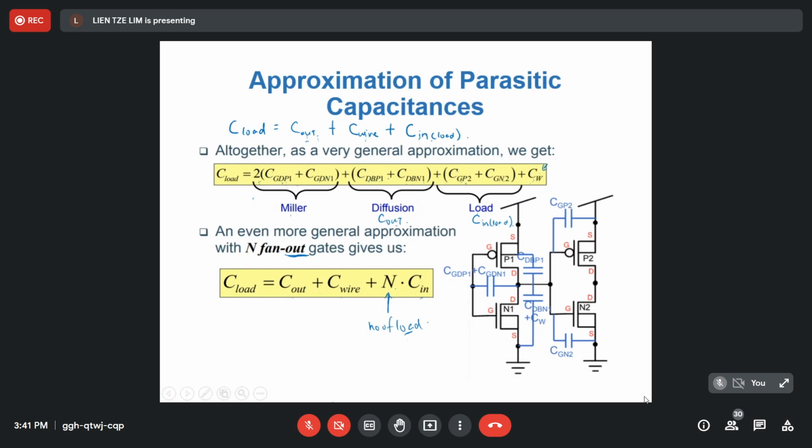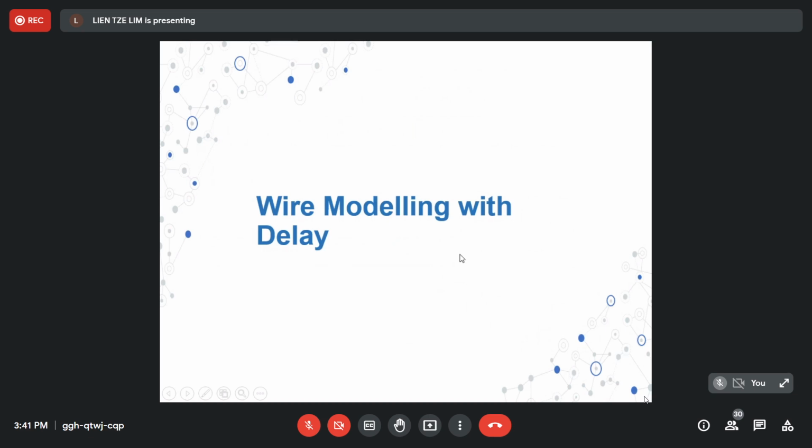So this is all about the parasitic capacitance. These are all the notes that cover capacitance, so I will stop here today. The wire modeling with delay, I will cover next week.